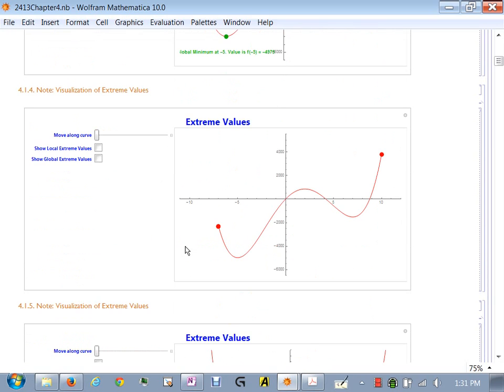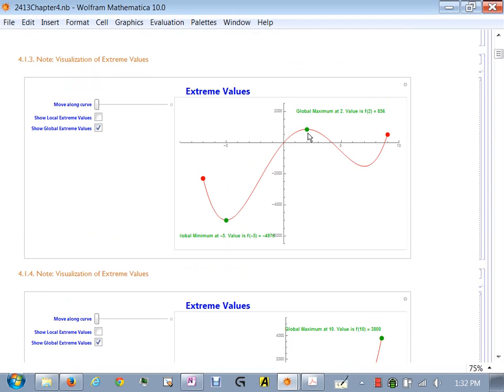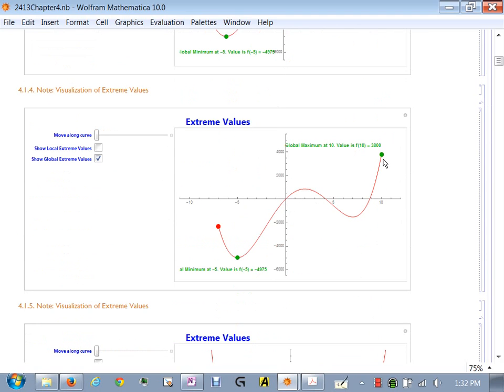Look at this one. Locals: local min, local max, local min, local max. If you wanted to, you could say that local max here. Look at the globals, though. A global max was an endpoint, wasn't it? And the global min is not an endpoint. So in this one, our globals happened inside the domain. In the previous one, I had a global max that was actually at the edge, and a global minimum that wasn't.